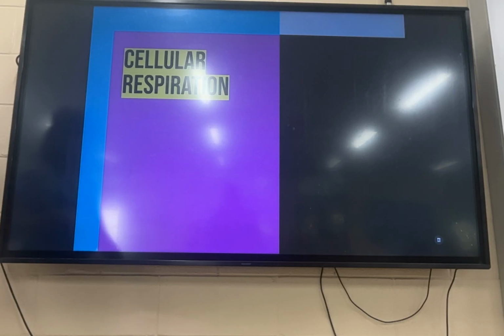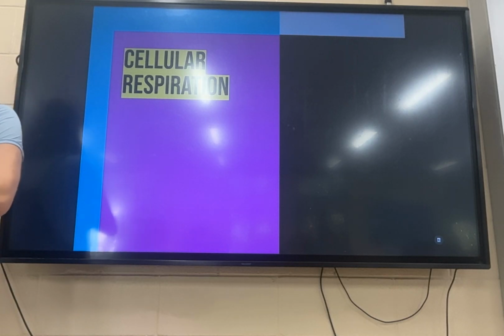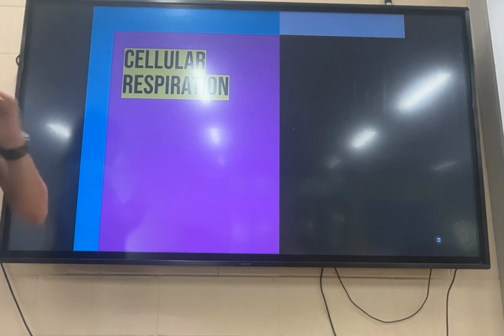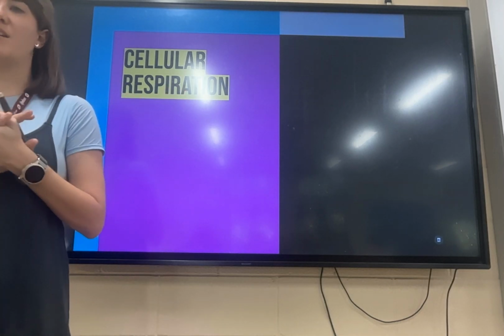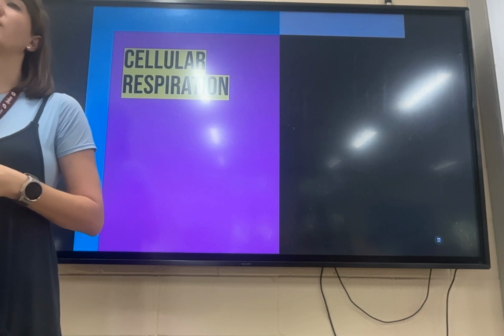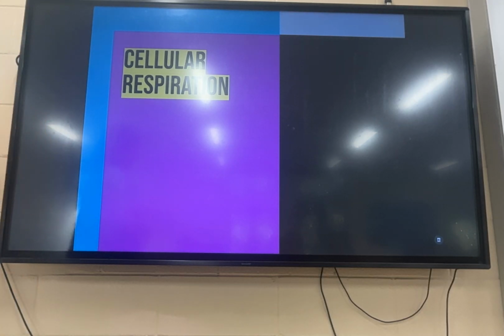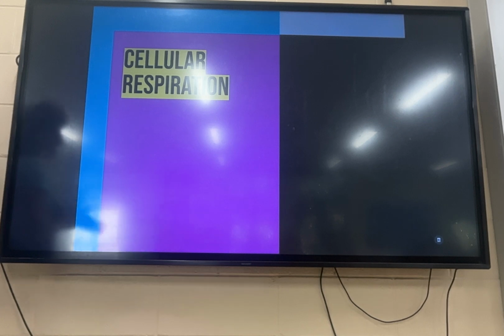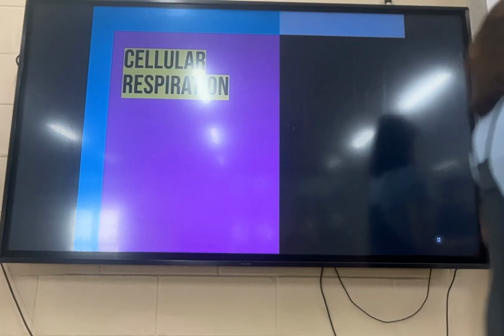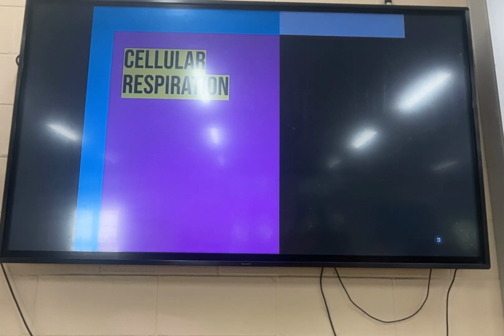Okay, so cellular respiration. Cellular respiration is the process of breaking down glucose in order to make what? ATP. So we are going to be breaking down glucose to make ATP, which is our form of usable energy.